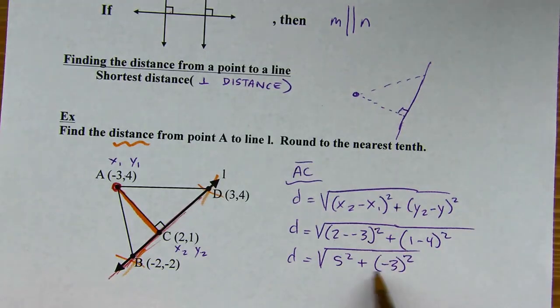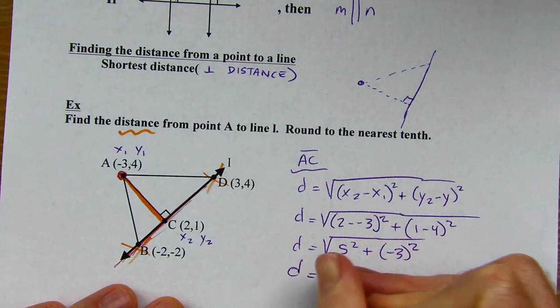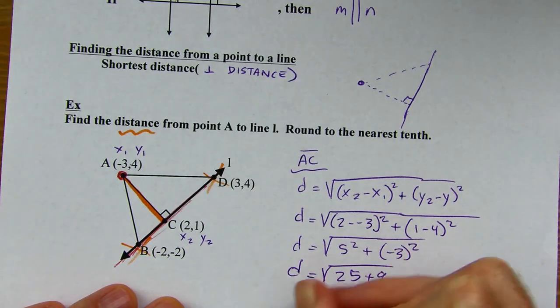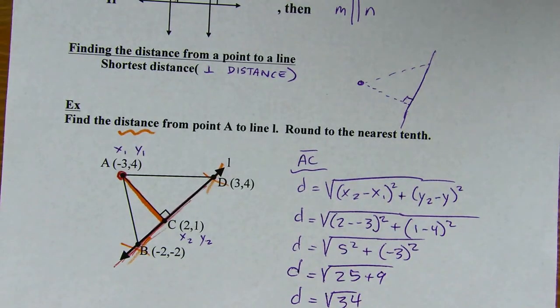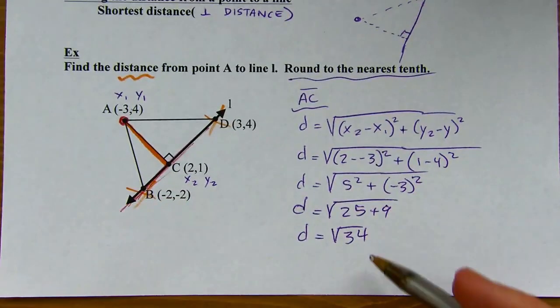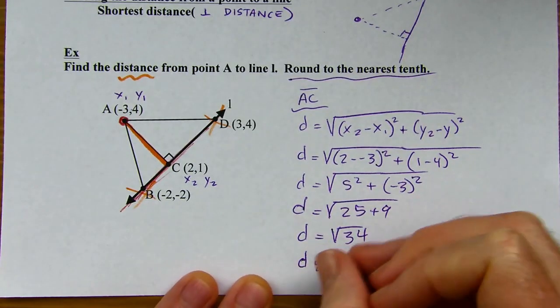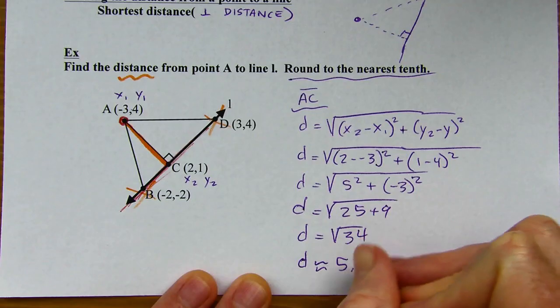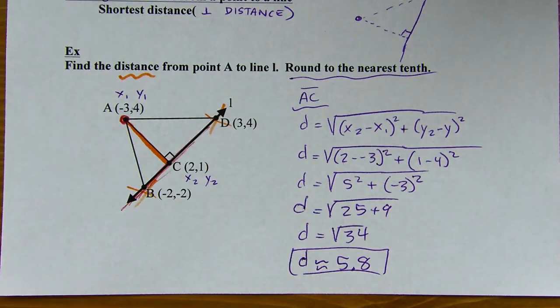And remember to do everything under the radical first. So I need to simplify and add these pieces together before I take the square root. So then I've got 25 plus 9, and I've got root 34. Okay. And it says round to the nearest tenth here, so I'm just going to put it in a calculator. I know it's going to be a little less than 6 because root 36 would be 6. And if you put it in a calculator, it'll be approximately 5.8. So there is the distance from the point to the line. It's the length of that orange segment there. And that is it. See you next time.